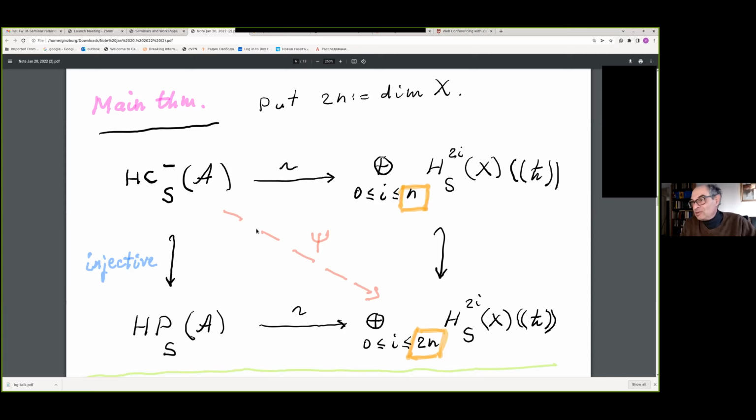And for negative cyclic homology, you see that the degrees go from 0 to half of what they potentially could go, but they don't. And this is key to everything else. And I don't think this was known before. We learned about this by trying to understand some papers by Nest and Tsygan.